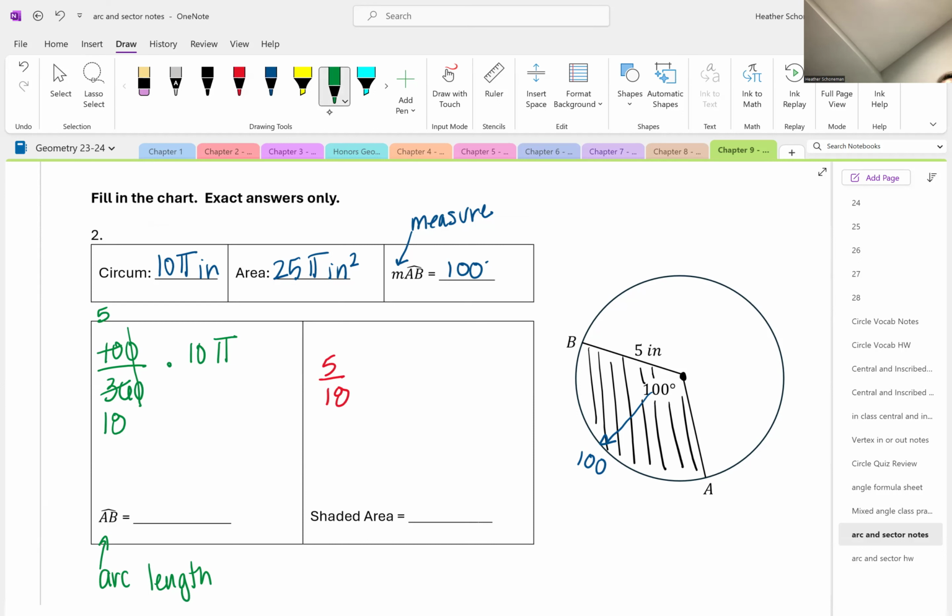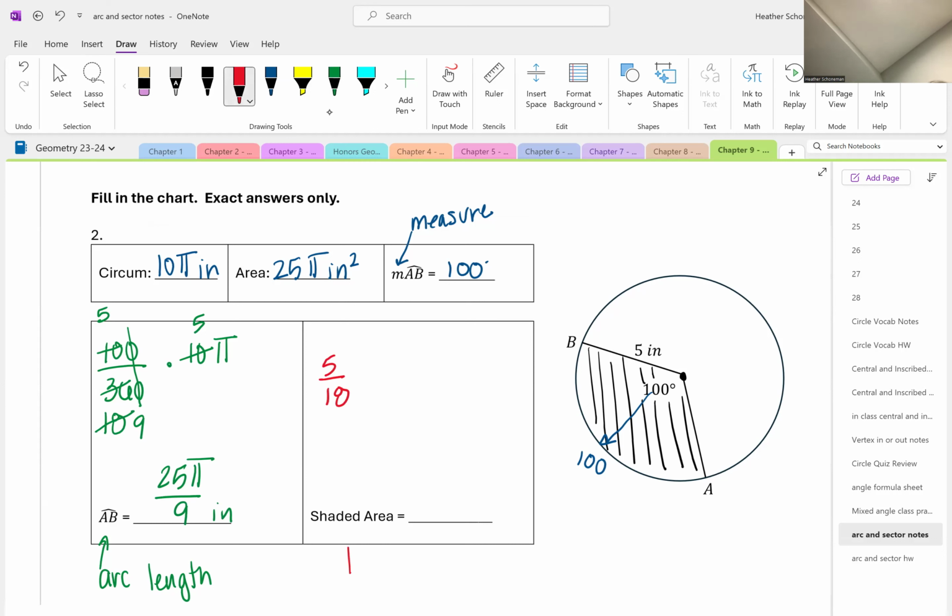Okay, let's keep reducing. I reduced vertically, so now I'm going to go at an angle. 10 and 18, the only thing that goes into both of those is 2. 10 divided by 2 is 5. 18 divided by 2 is 9. So I'm going to multiply straight across the top. 5 times 5 times pi is 25 pi. And on the bottom we have 9, and the label is inches.